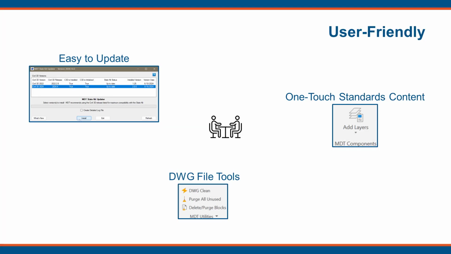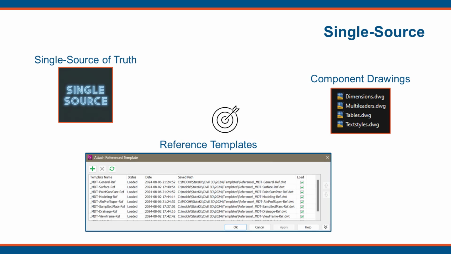The State Kit is designed to be user-friendly. No special user rights, machine privileges, or IT intervention is required to use or update the State Kit. Custom one-touch tools are built in, such as tools for maintaining healthy DWG files and tools for updating MDT CAD standards content. The State Kit components are designed to be single source.